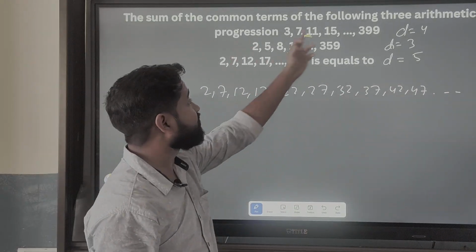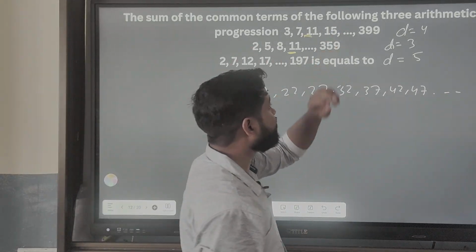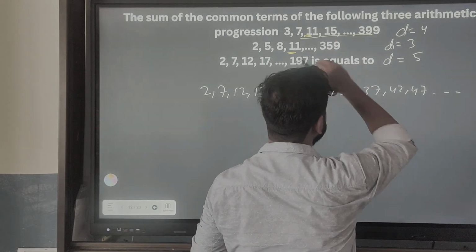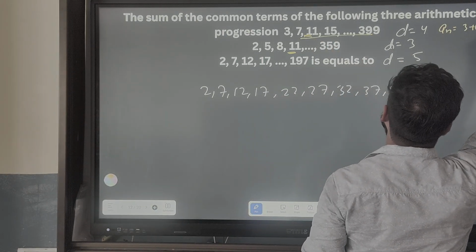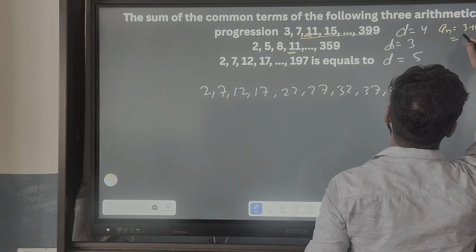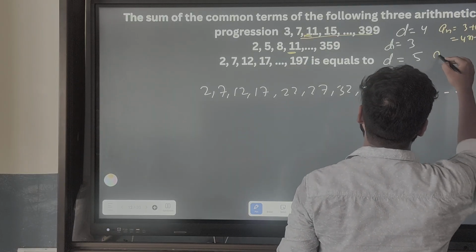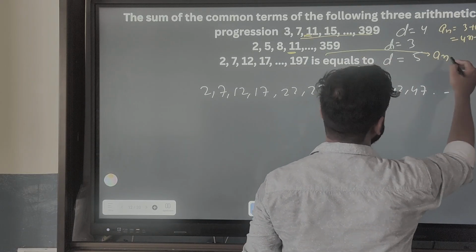And we can write the nth term of these two APs. What will be the nth term of this one? What will be the nth term for this one? What do you say? Sir, an is equal to a plus n minus 1 into d. So what it will be? 4n minus 1. For the second AP, I'm saying, what do you say?